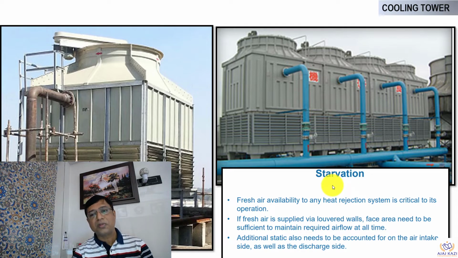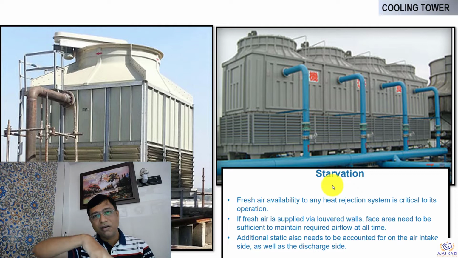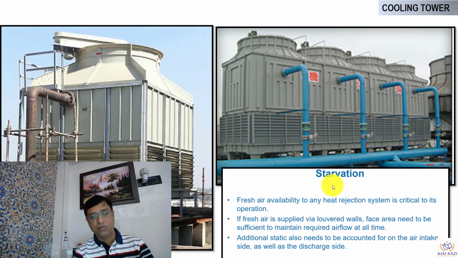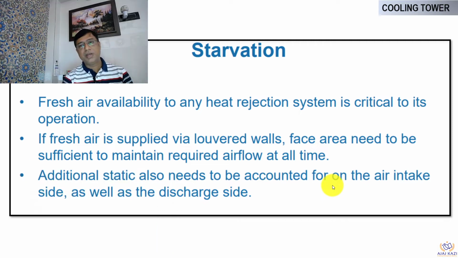If air is supplied through louvers, or there are walls across the cooling towers, we have to have sufficient distance, as we have seen in my video on air-cooled chillers, so that there is proper space for heat transfer. When we are adding resistance through louvers, our cooling tower fans mounted on top should be able to handle that resistance, and that's why the proper static pressure of those fans is very, very important. This is when it comes to starvation, air availability, lower areas, and additional static.